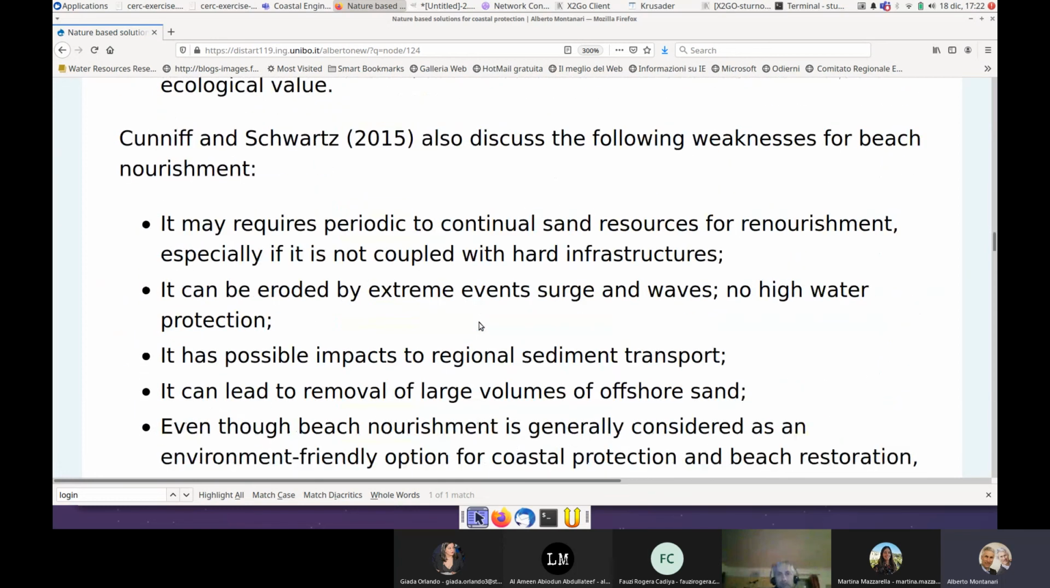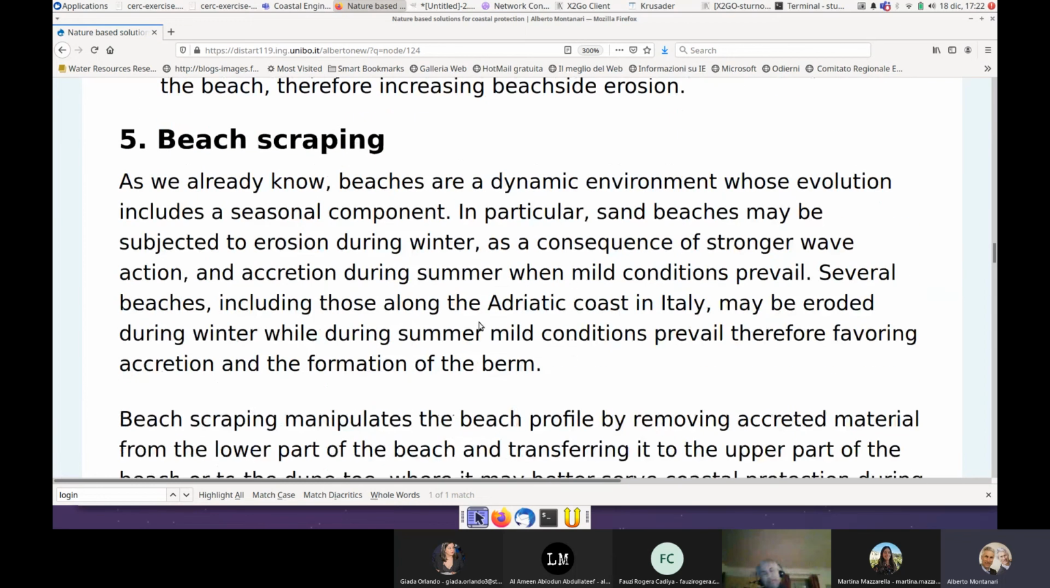Let's move forward with beach scraping. Scraping is very interesting, and it is applied during the winter on the beaches of the Adriatic Sea, which, you know, have a relevant commercial value. So what is scraping?